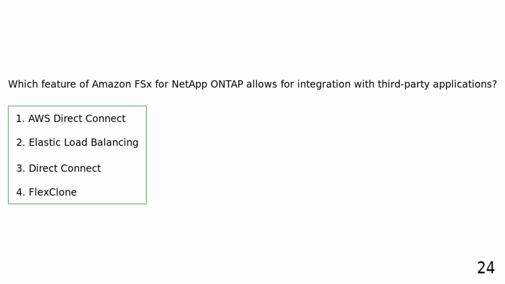Which feature of Amazon FSx for NetApp ONTAP allows for integration with third-party applications? AWS Direct Connect, Elastic Load Balancing, Direct Connect, FlexClone.